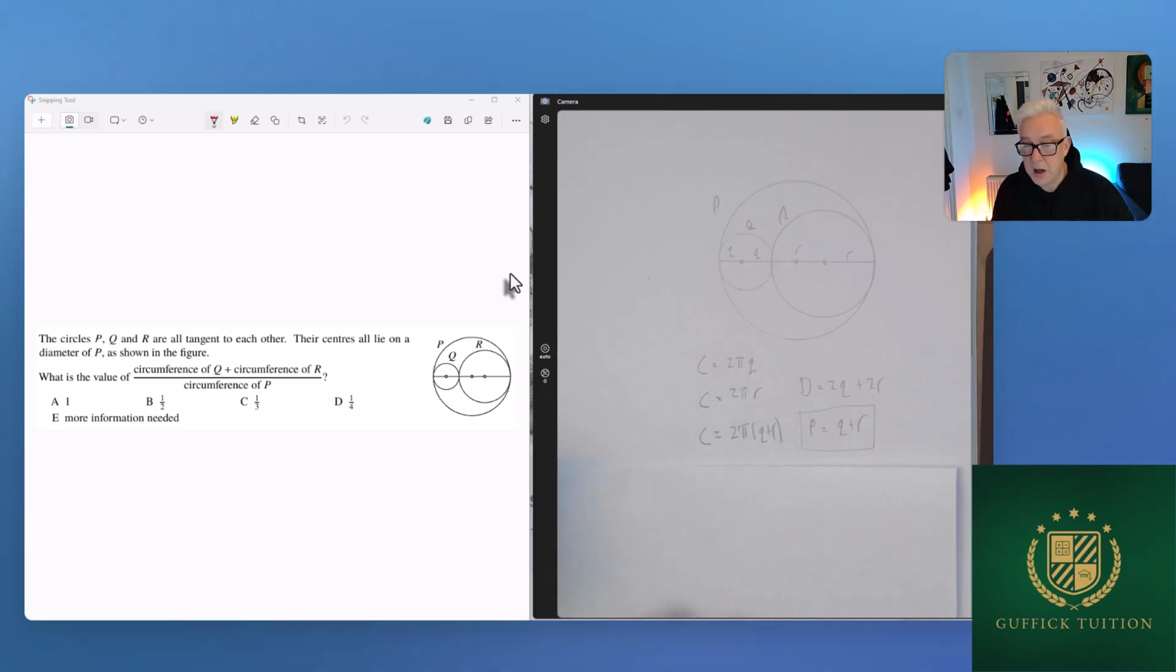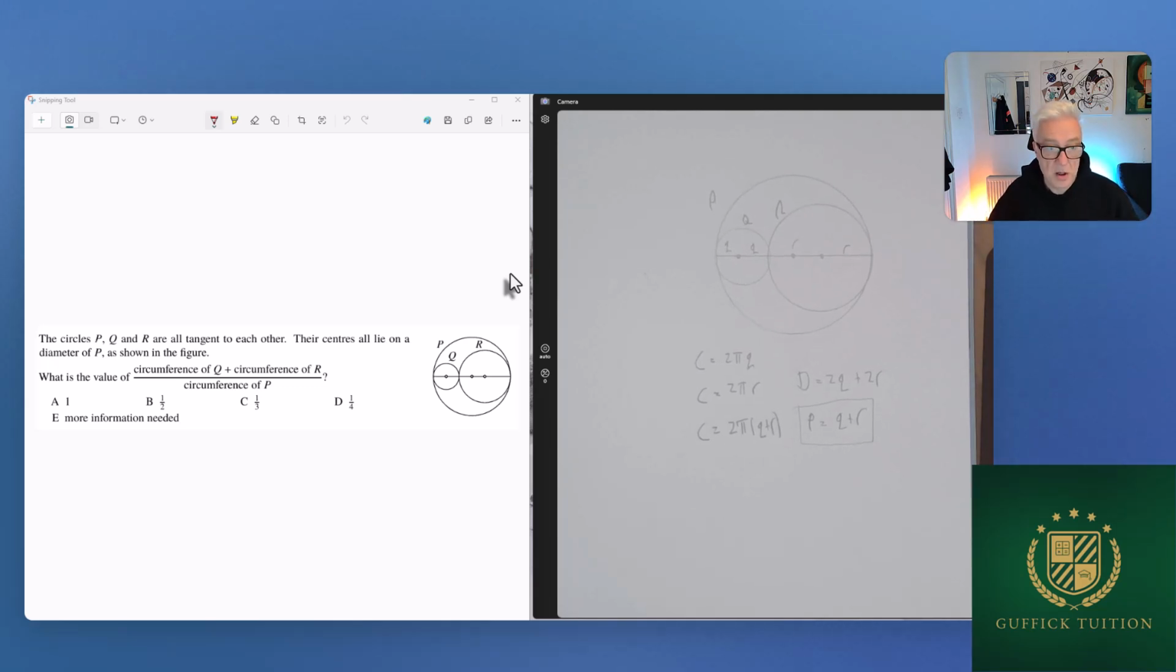So therefore, the circumference of P is going to be 2 pi times Q plus R. Okay, so now we can get to answering the question, because the question's asking us what is the value of the circumference of Q plus the circumference of R divided by the circumference of P.